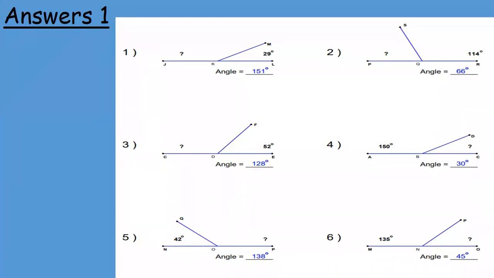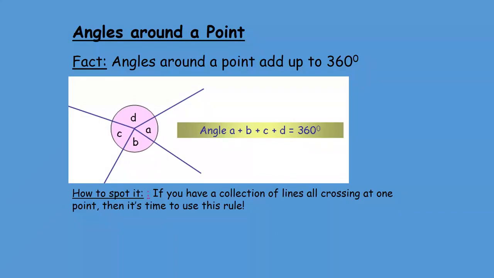So let's look at our next set of questions. We've got angles around a point. So it's worth you copying this down: angles around a point add up to 360 degrees. Okay, so I've got A, B, C, and D here, and they all add up to 360. Okay, so let's look at a couple of examples.